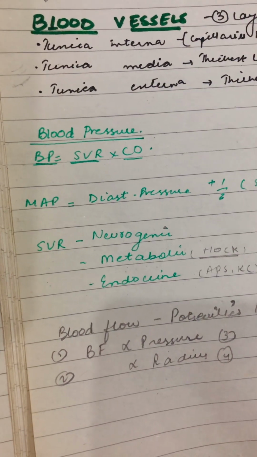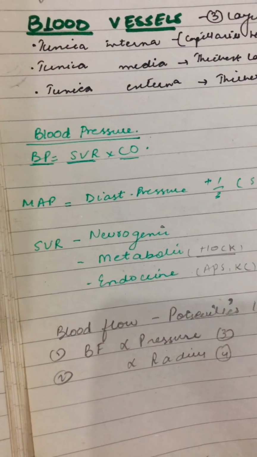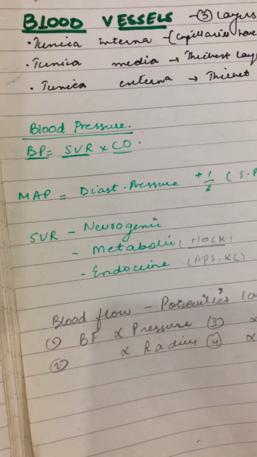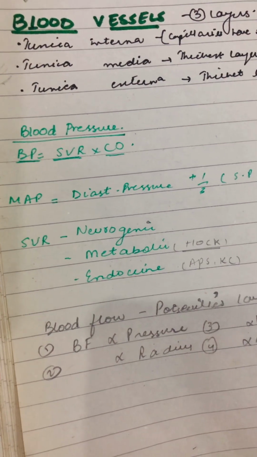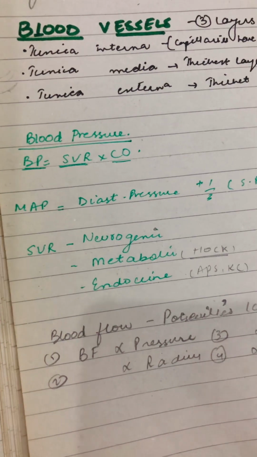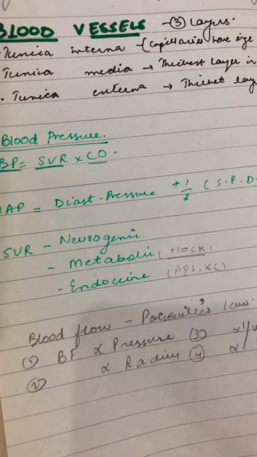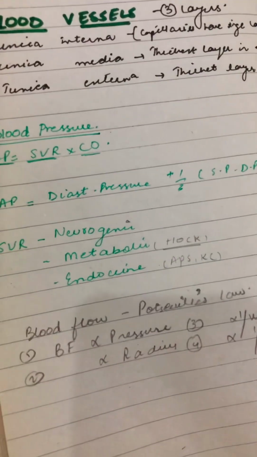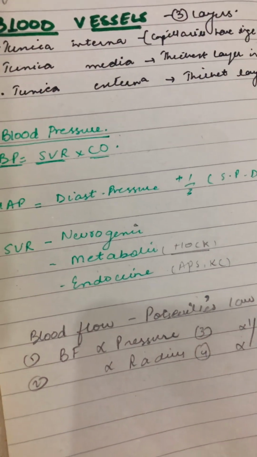And whereas systemic vascular resistance is concerned, it depends upon three factors, that is neurogenic via the central sympathetic outflow path, metabolic, we have the mnemonic HOC for it, protons, oxygen, carbon dioxide, and potassium. And endocrine, we have the mnemonic APS-KC, that is adenosine, prostaglandin, serotonin, kinin, and the catecholamines.